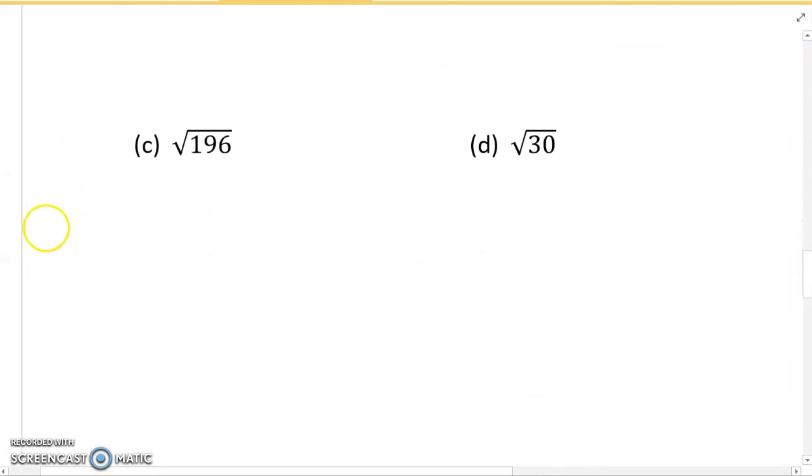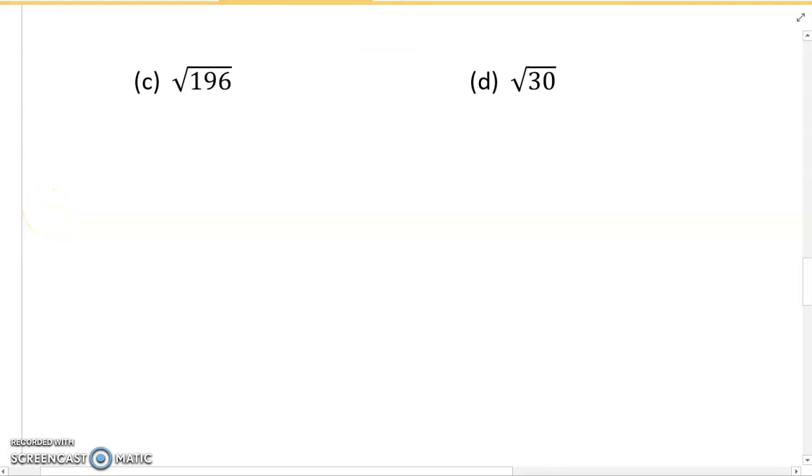In letter C, we're going to look at the square root of 196. Now, some of you might be sitting and thinking, wait a second, I think I know what's going on with this one, but hang tight. If you don't recognize this as what it is in a minute, I'm going to show you how we can still get the correct answer. So square root of 196.